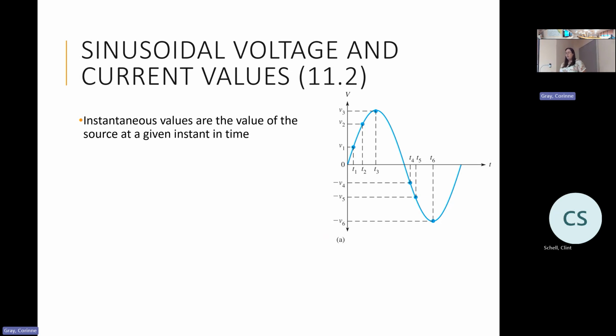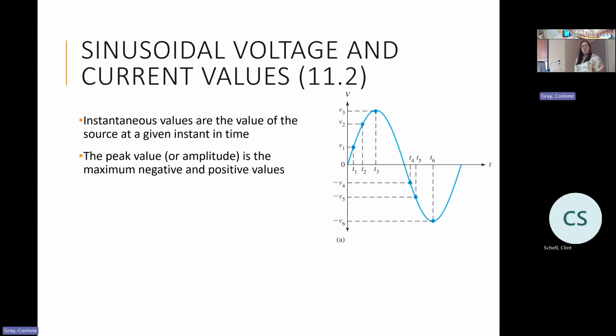And we can't really talk about that quite yet. We need our information about the sine wave, which we'll get to at the end of class today. So we'll get there. We're not quite ready yet.